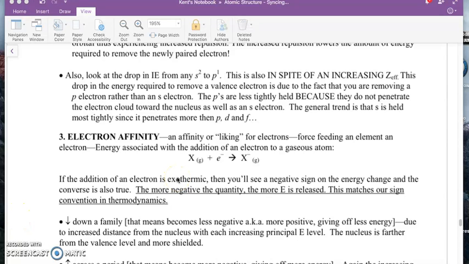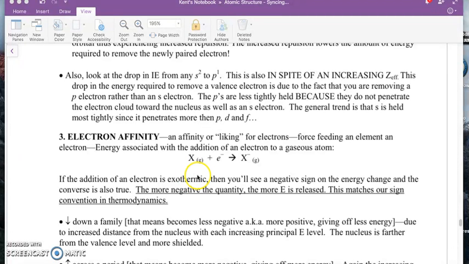Electron affinity. So this is not electronegativity, this is electron affinity, and this is adding an electron to a gaseous stable elemental atom, right? So just some element that's a gas, and we're adding an electron to it. This process will either require energy input to make happen, or it's favorable and will release energy, right? So there's two things that can happen.